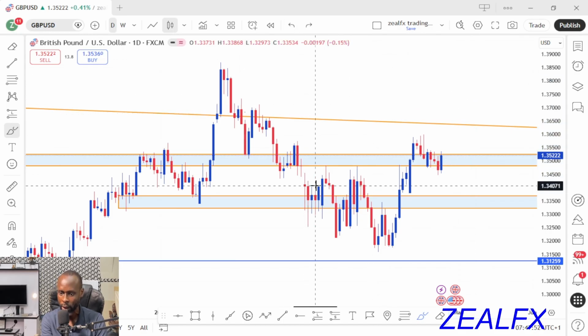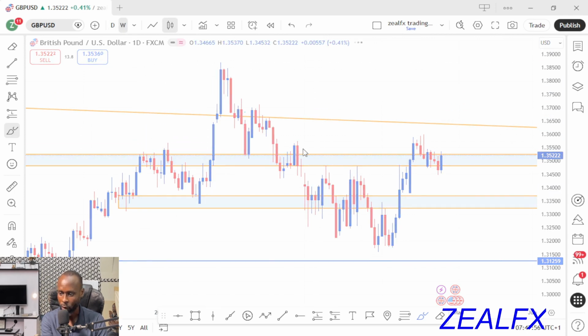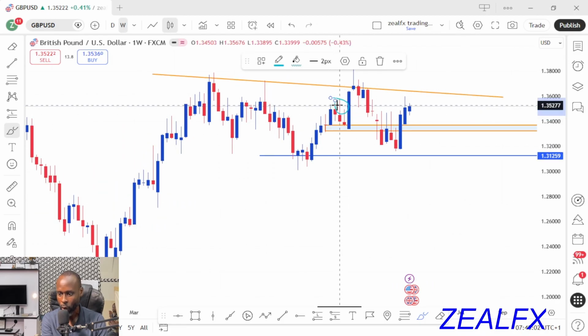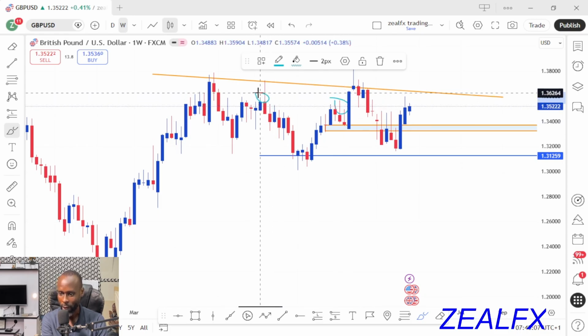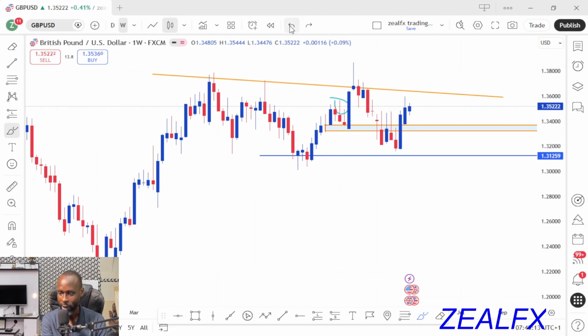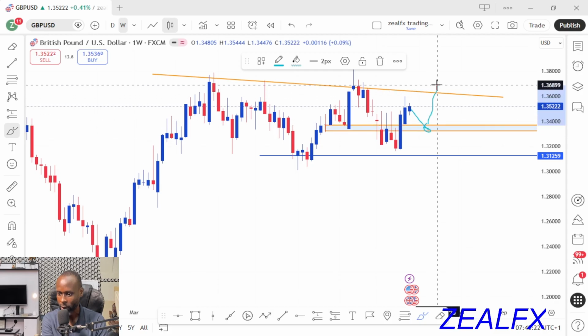So let's look at the weekly time frame to confirm the direction of the market for this week on the Pound USD. On my weekly time frame, you can see we have price on this particular support level, a resistance level. Then we can also see price on this resistance level and this resistance level. So these are indications of a possible price reversal to this next support level. From this support level, we can now start looking for a possible strong buy to this next resistance level.